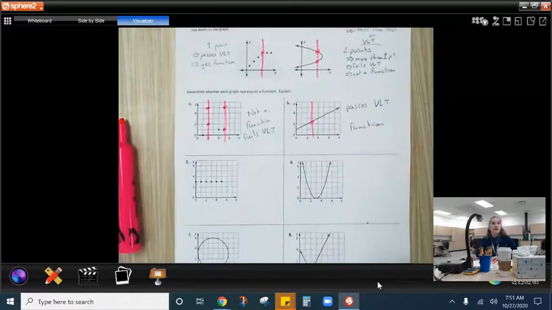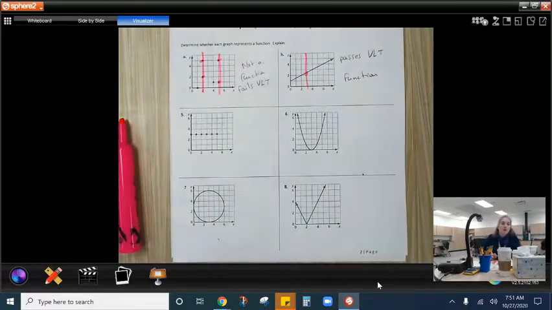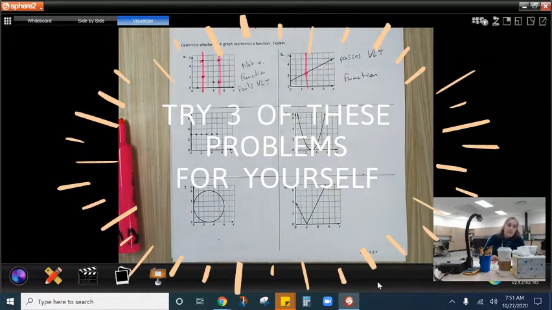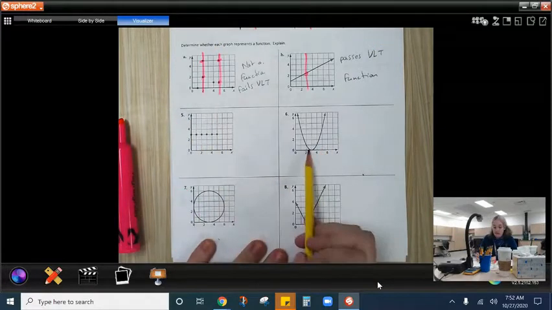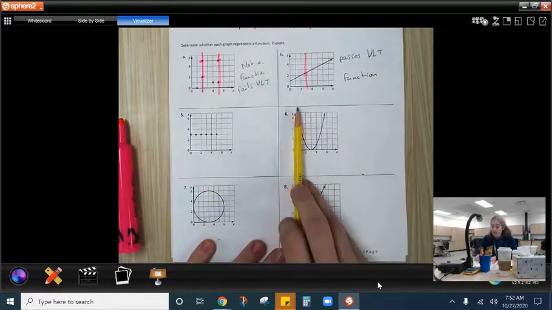So I want you to try that out with the next 4 on this page, which are functions, which aren't, right? Which are functions, which aren't. Double check your work. You should have gotten that this one was a function. It passes the vertical line test. This one's a function. It passes the vertical line test.